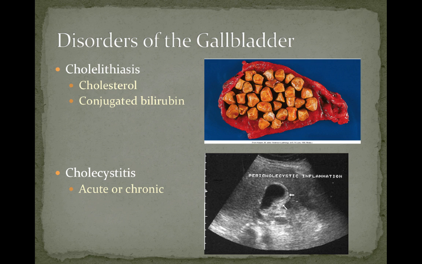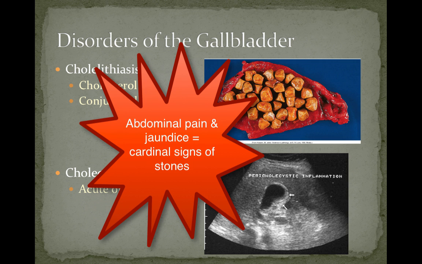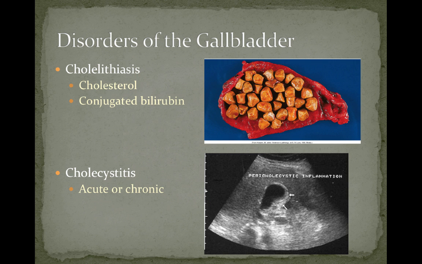Usually cholelithiasis is fairly asymptomatic, but it can cause a lot of pain as the gallbladder contracts trying to move these stones around. That can become painful. So abdominal pain and jaundice are frequently cardinal signs of cholelithiasis, or stones. The patient will get jaundice because, again, the common bile duct is blocked, and therefore bilirubin can't be released. So it backs up into the bloodstream and it causes jaundice.